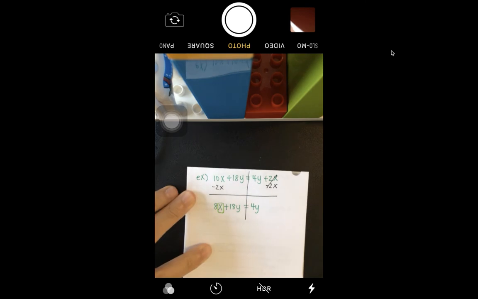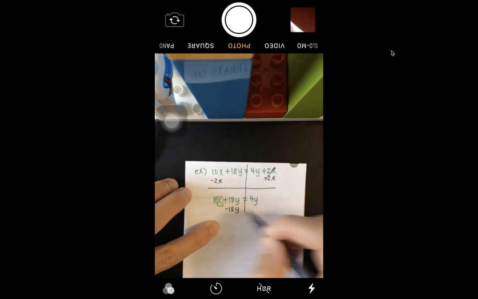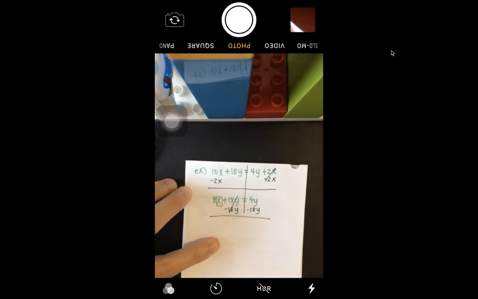So what do you think? What's the first thing I need to do to this problem? Yes, because I want to move the farthest thing, and the farthest thing would be your adding and subtracting, which would be your 18y. So I have 8x equals 4 minus 18, use a calculator if you need to, is negative 14y. Okay, now what do I do, guys?